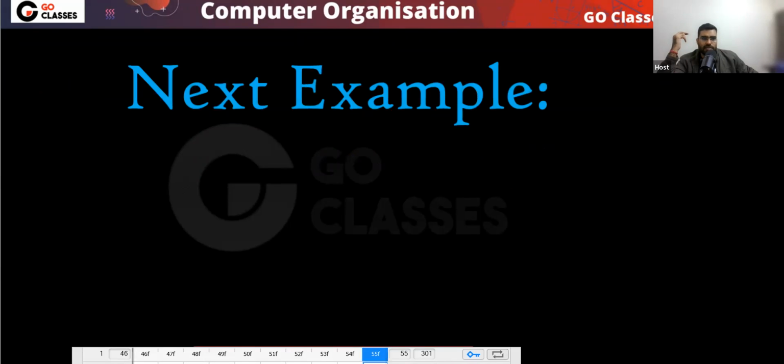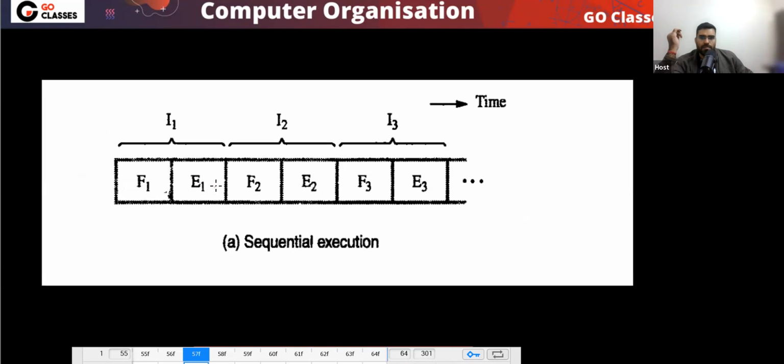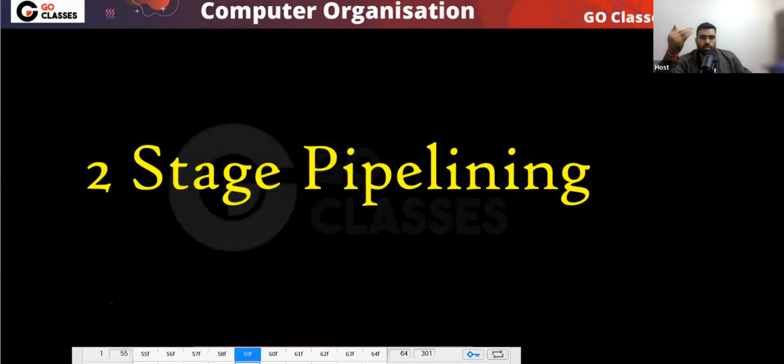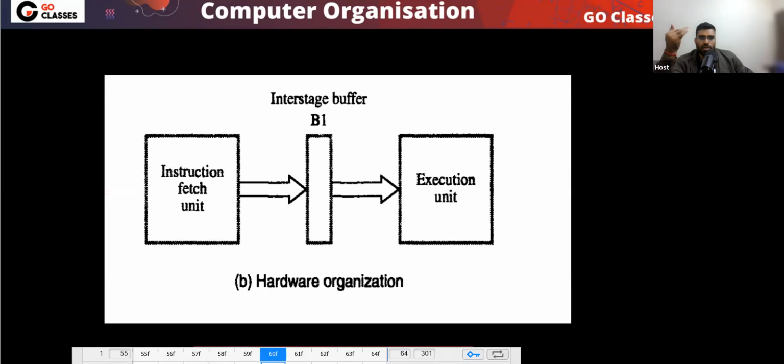Okay, anyway, so let's move on now. Many examples you can create. For example, you can create a two-stage pipeline. These things you can read, I leave it up to you. So basically you can also have a two-stage pipeline like this.